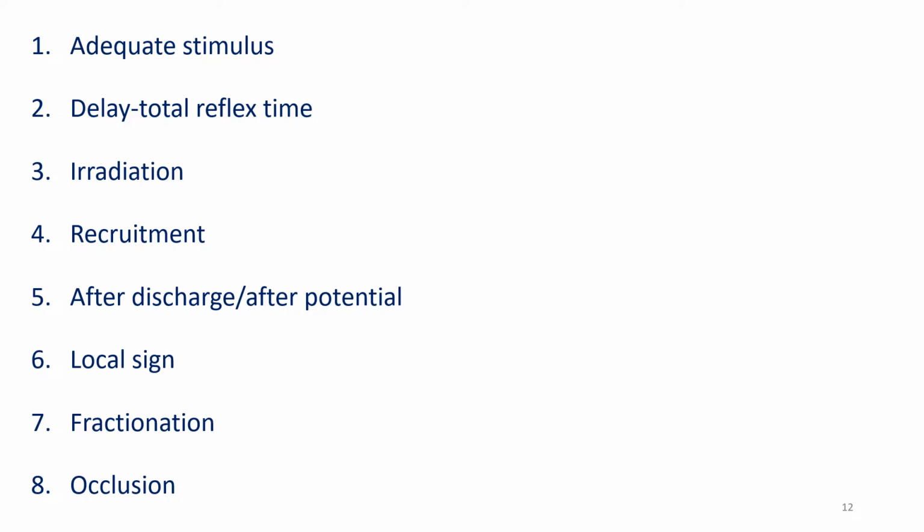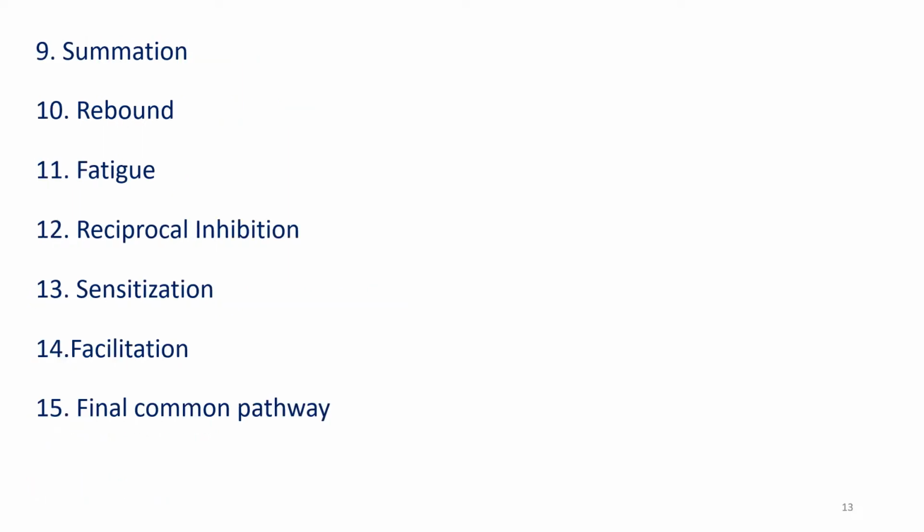There are many properties of spinal reflexes. We'll be discussing only a few which are important. Some of the properties overlap other properties or they mediate the other properties. So these properties are adequate stimulus, delay or total reflex time, irradiation, recruitment, after discharge or after potential, local sign, fractionization or fractionation, occlusion, summation, rebound phenomena, fatigue, reciprocal inhibition, and the last three, sensitization, facilitation, final common pathway.